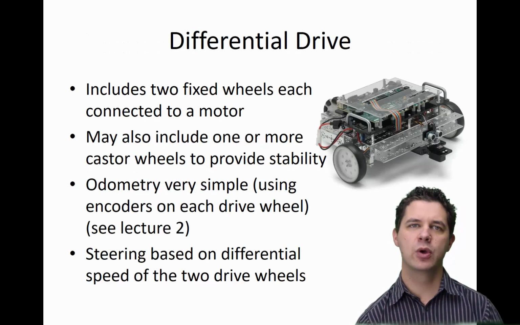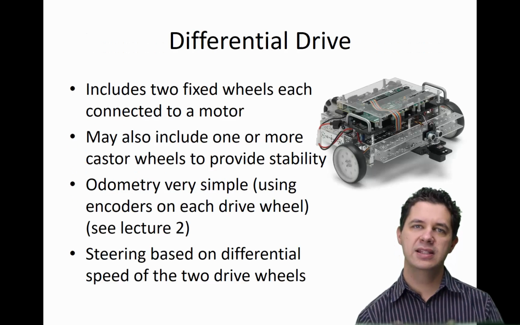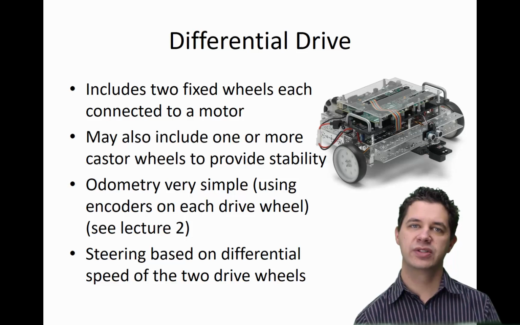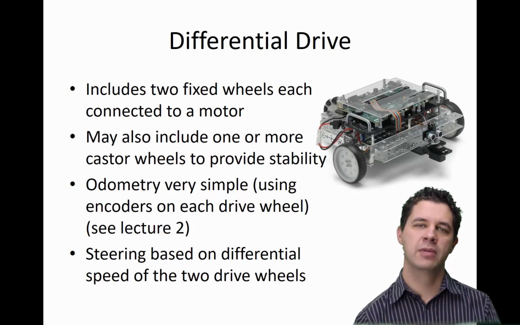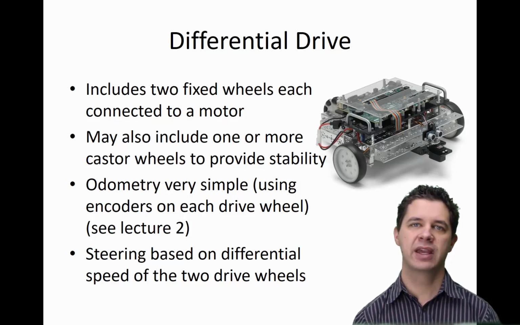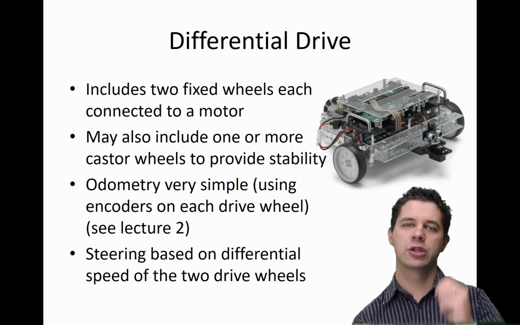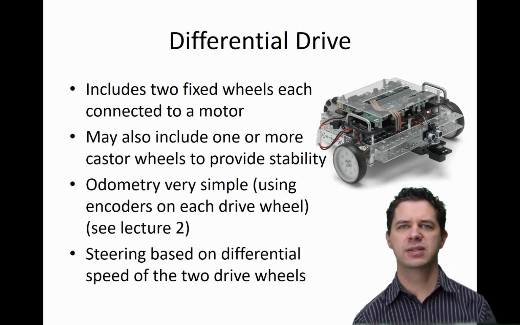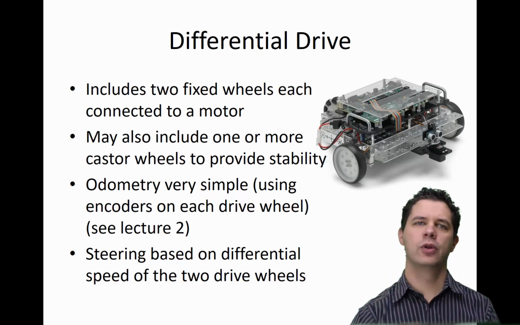Our first one is what we call differential drive. In differential drive, we essentially have two fixed wheels, each directly connected to its own motor. Either directly connected or through chain or belt drive or something like that. And we might use one or more caster wheels or even an omni wheel at the front, like in the picture that we have here. And that's basically to provide stability, to stop the robot from falling over.